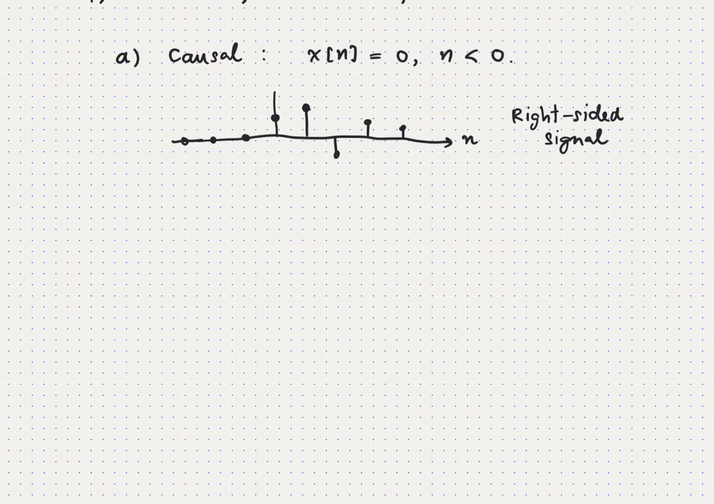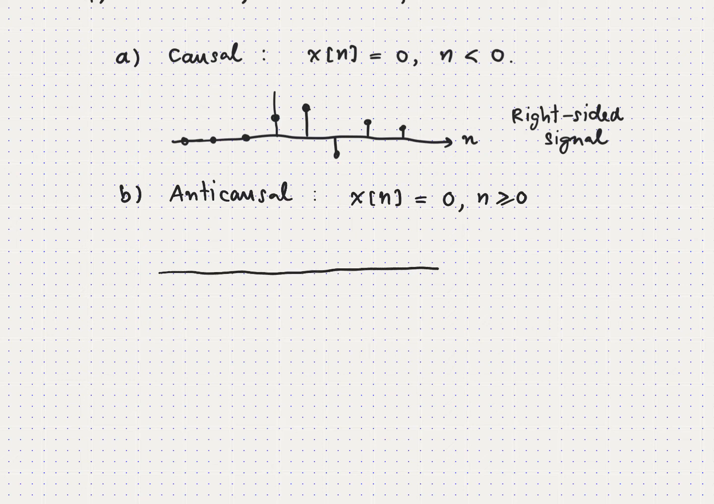Secondly, you could have a non-causal signal or an anti-causal signal. Let's start with anti-causal first. Anti-causal is a signal where x[n] equals 0 when n is greater than or equal to 0. So it's a little bit opposite, because at n equal to 0, which is here, you will have 0, 0, 0, 0 on the right side, and then non-zero on the left side. So we have the left-sided signal.